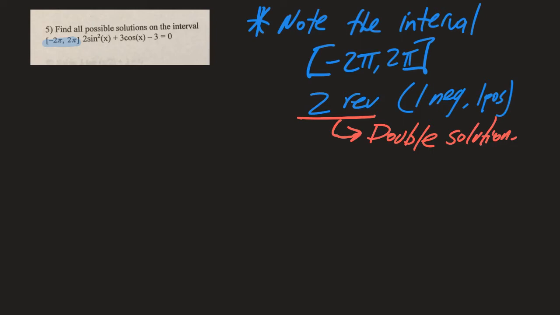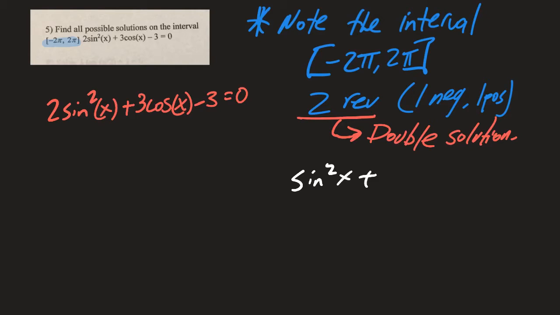Interestingly enough, I've got both sine and cosine in this function, and our hint says maybe we should use the Pythagorean identity. Go ahead and look at that formula chart and figure out which one of your Pythagorean identities will match up with this. I'm hoping that you found the identity that says sine squared x plus cosine squared of x equals 1.